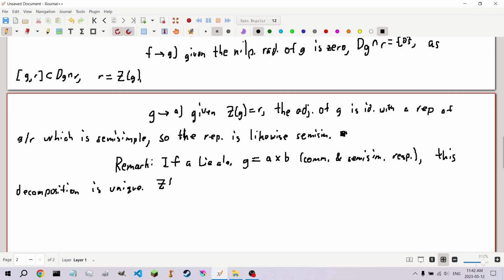We see that the center of G is equal to the center of A times the center of B, and so is just all of A. And the derived series of G is the derived algebra of A times the derived algebra of B, which is just all of B. Alright, brings us to a corollary.